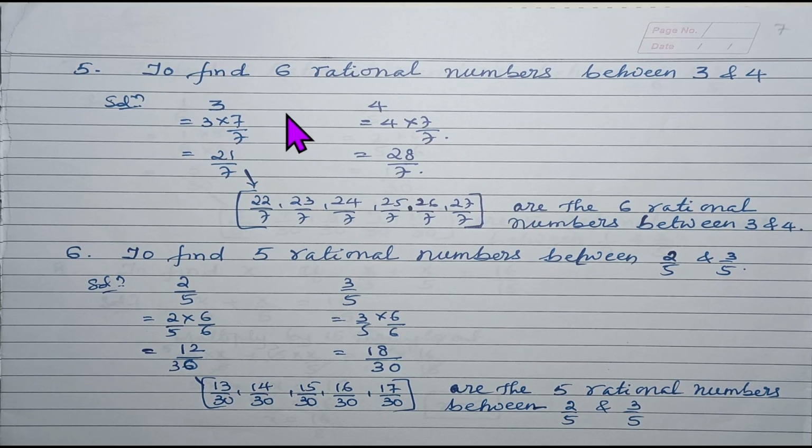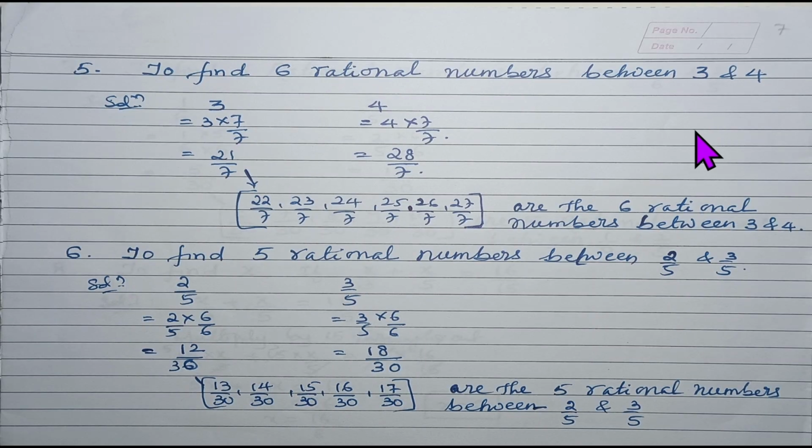Now this is again a different type of example here, that is the 5th example. To find 6 rational numbers between 3 and 4. So we can find the 6 rational numbers by different methods. We have got the average method, we have got the denominator method, and also we have got the decimal numbers method. Now here I will adopt the denominator method.